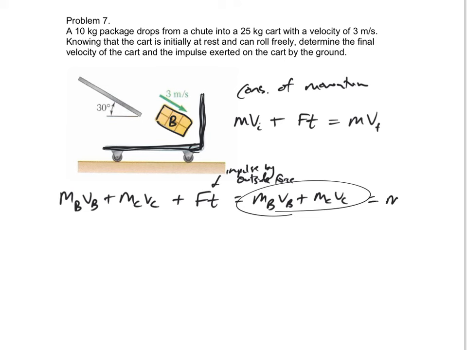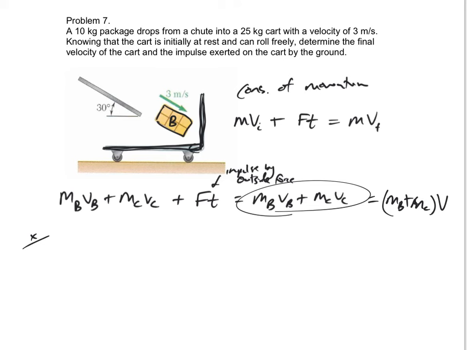I'm going to say the mass of the block and the mass of the cart are both going at some velocity, final. Knowing the cart's initially at rest and can roll freely, determine the final velocity of the cart and the impulse exerted on the cart by the ground. Now remember that this is a two-dimensional equation. This equation is true in x, and this equation is true in y. So I'm going to break those apart and separate those.